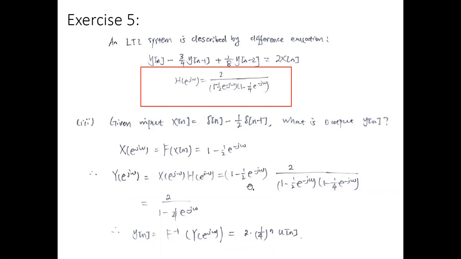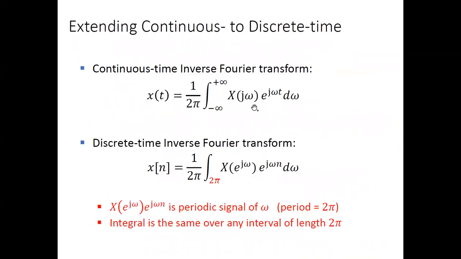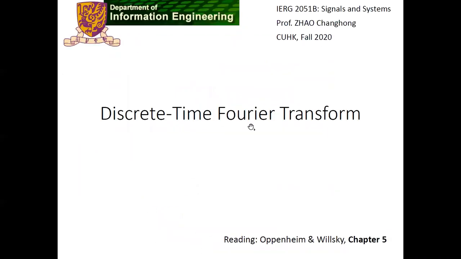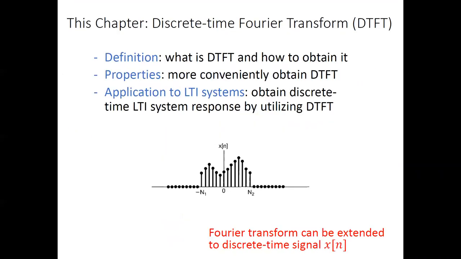So here we finished the study of discrete time Fourier transform. Let's go back to the outline to review what we learned this chapter. We learned what is discrete time Fourier transform, the two formulas for transform and inverse transform, and then properties: linearity, time shift, time expansion, and the convolution. The convolution property applied to the discrete time LTI system means that we can always calculate capital X times capital H first, then apply inverse Fourier transform.